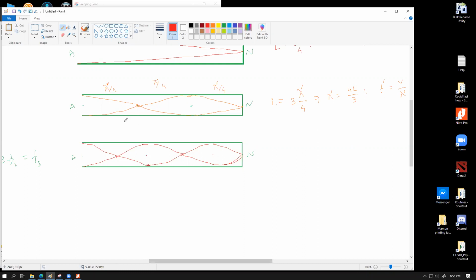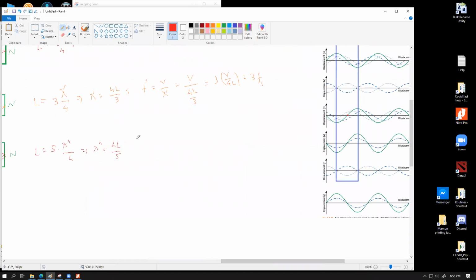So over here we have 5 lambda by 4s. I can label this as 1 lambda double prime by 4, and we have 1 over here. So this is one segment, then 2, then 3, then 4 and 5. If I write up this equation, it's going to be 5 lambda double prime by 4, which gives us lambda double prime becoming 4L by 5.